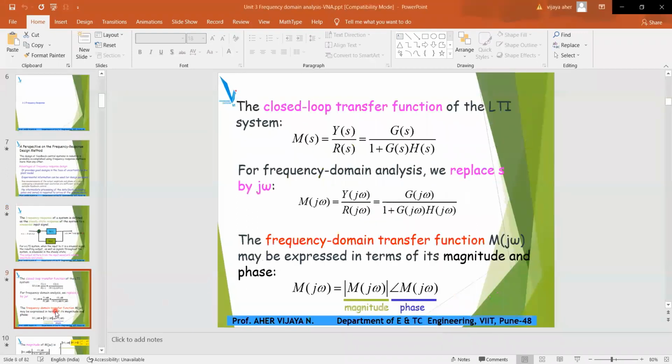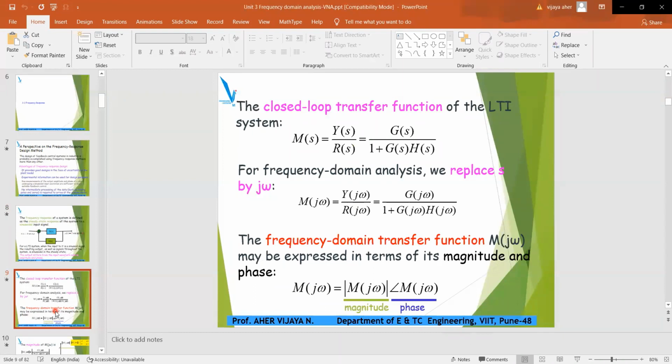Okay, proceed further. Now we are interested in closed loop transfer function for LTI system. So you are going to write the equation for closed loop transfer function. Now you know very well what is the equation for closed loop transfer function.